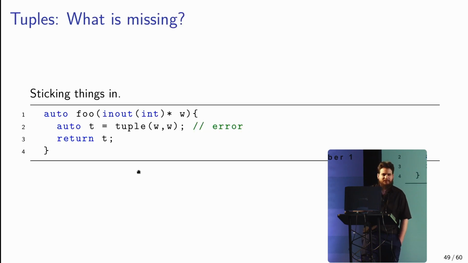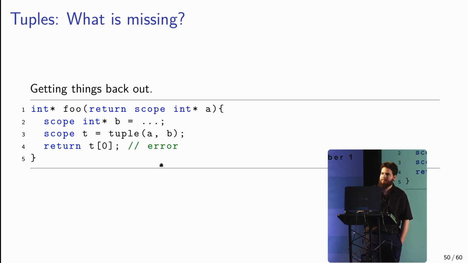So what is missing is that you cannot stick things into tuples. So you cannot stick an inout pointer into a tuple. You also cannot get things out because of return. So we cannot get back out A and return it, because its lifetime has been conflated with the local variable B. So at the moment, it's kind of not achievable to have tuples so you can stick things in and get them back out.